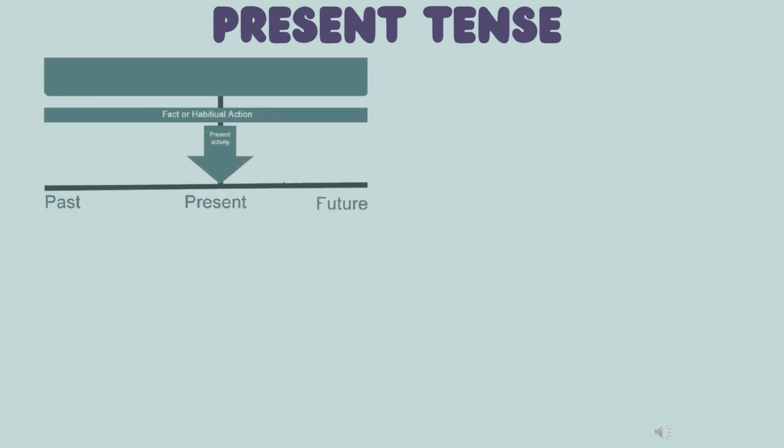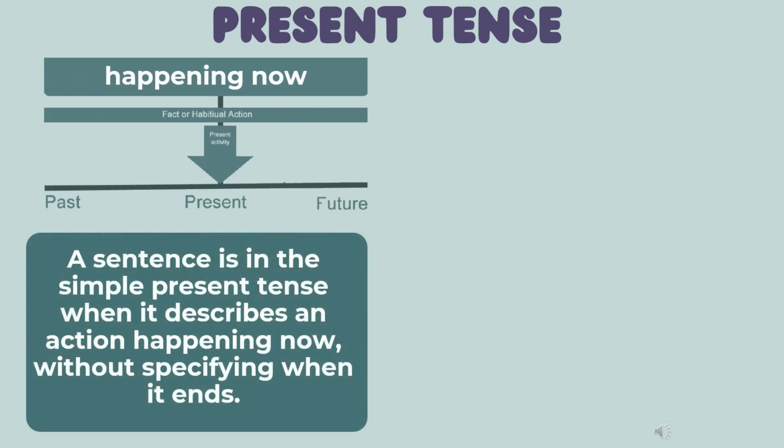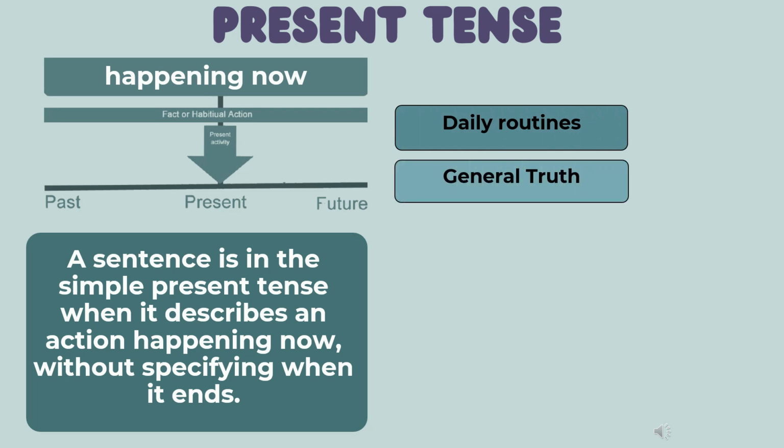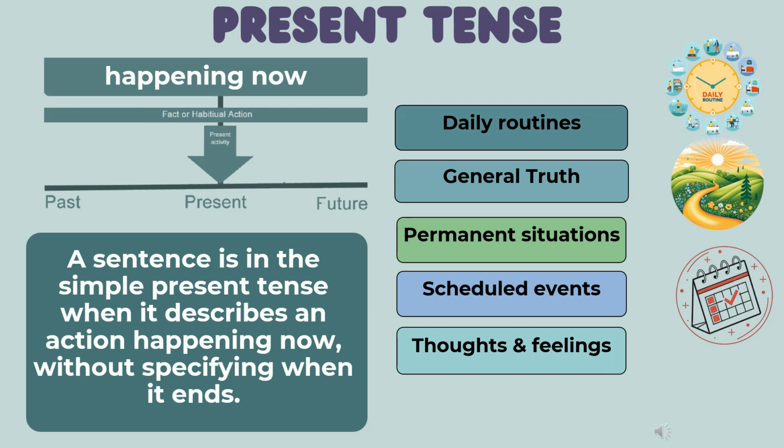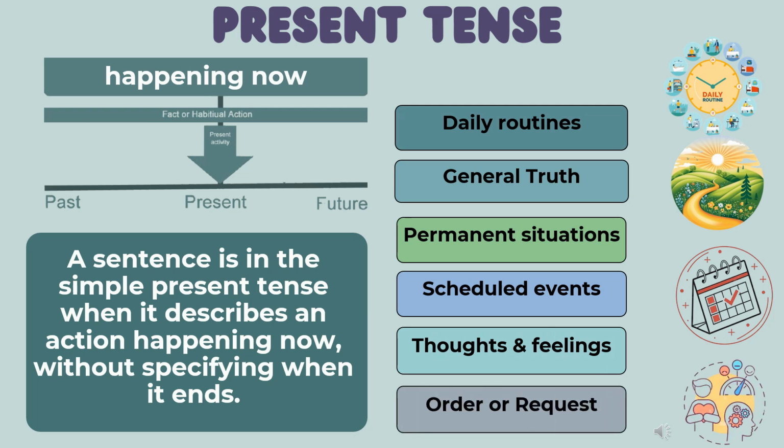Today, we explore the present simple tense. Think of it as the tense for what is generally true. It describes facts, routines, and things that are always or usually the case. We use it for, happening now, in a general sense. Daily routines. Universal facts. Thoughts and feelings. Even orders or requests. It's about what is real, repeated, or always true. Let's see how it works.